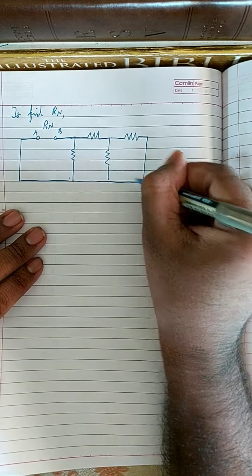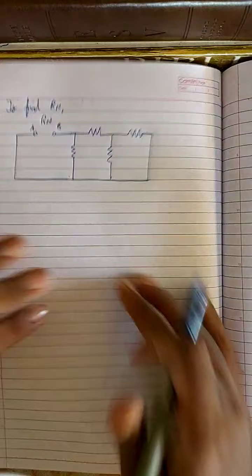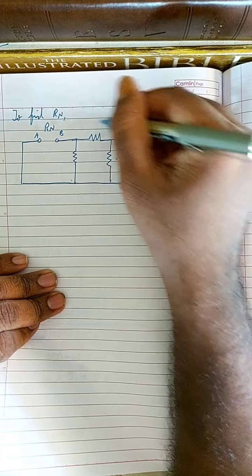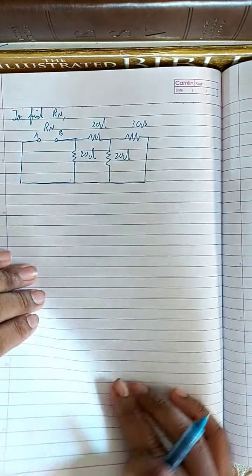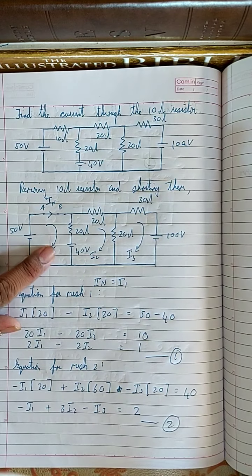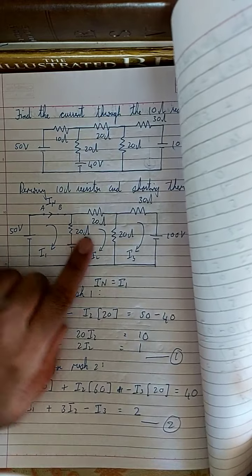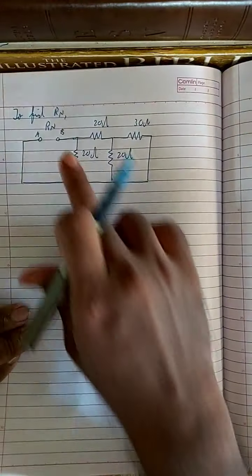This is your circuit to find Rn. The resistors are 30 ohm, 20 ohm, 20 ohm, and 20 ohm. So now you're going to find the value of Rn. That's what you need to find over here, right? I have not missed any resistors, right? 1, 2, 3, 4. There are no other resistors.